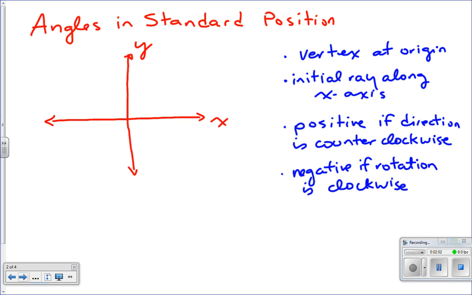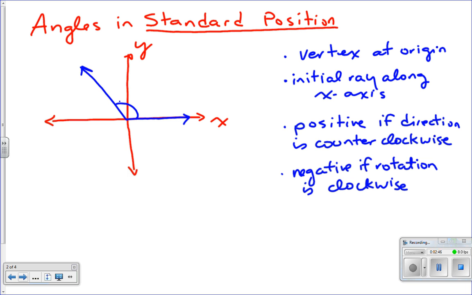Okay, so now we've reviewed a little bit of that. Let's look at angles in standard position. And by standard position, we mean angles that are placed on the Cartesian plane. And we have a few rules for doing that. And these are the rules. The vertex is always at the origin or at point (0, 0) on the Cartesian plane. The initial ray of the angle is always along the positive x-axis. And if the direction of rotation is counterclockwise, then it's a positive angle, and if the rotation is clockwise, it's a negative angle. So I'll first show a positive angle, so my terminal arm is here.